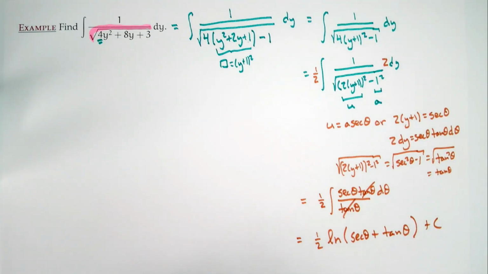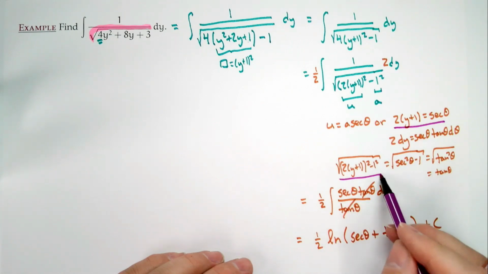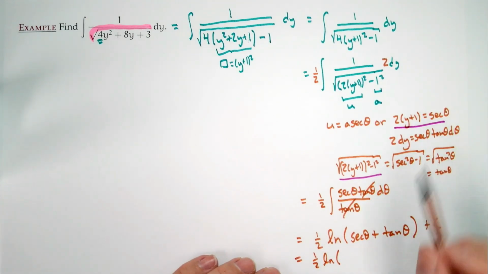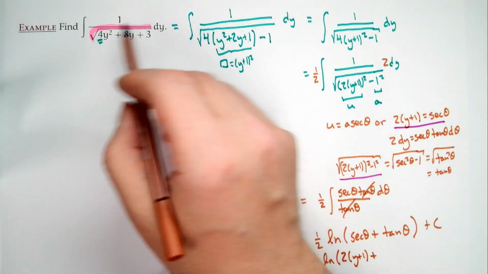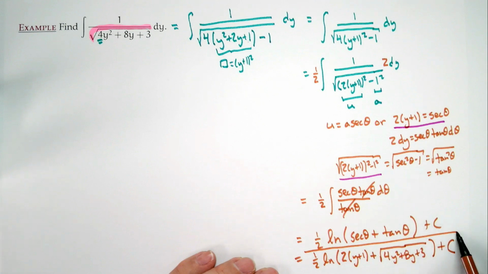Now, if we wanted to, we could draw a triangle, or we could be smart and say, I know what things are. Here's my secant. Here's my tangent. So I can just use that information. So we get 1/2 natural log. Secant would be 2 times y plus 1. And tangent, well, it's this square root, in fact, it's this square root right here if you multiply it out, plus the square root of 4y squared plus 8y plus 3, plus c. And there's our answer.